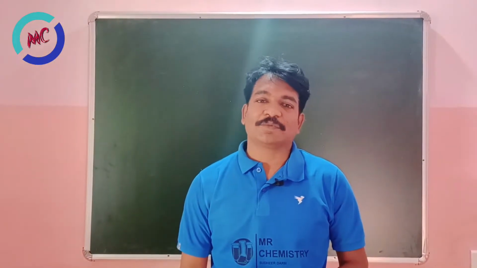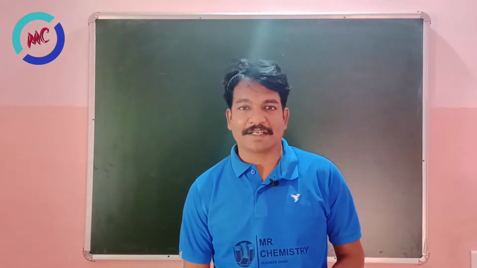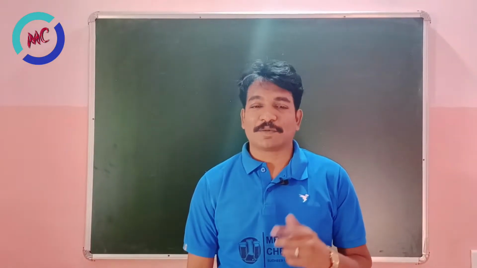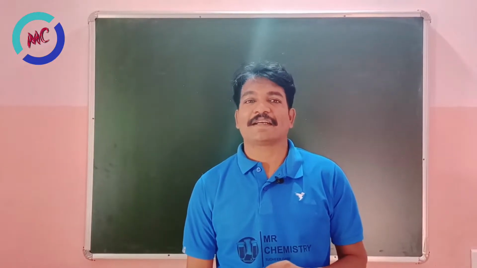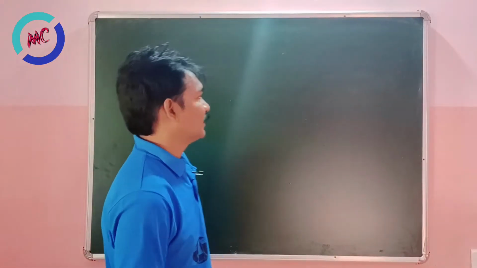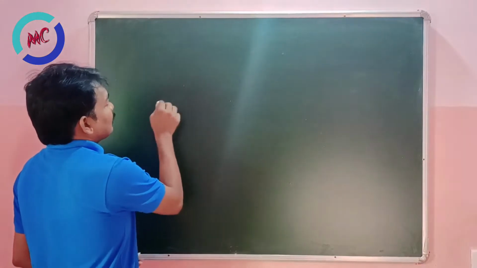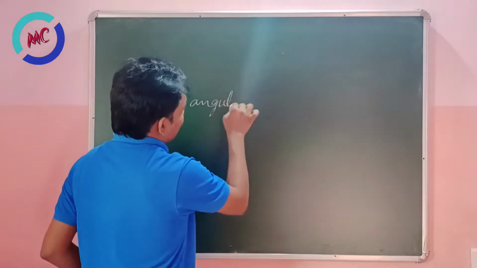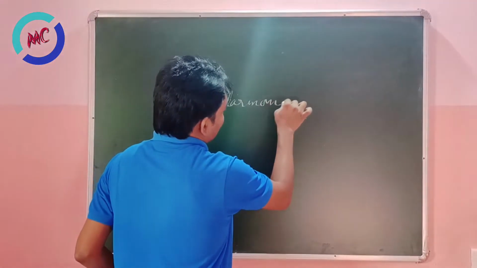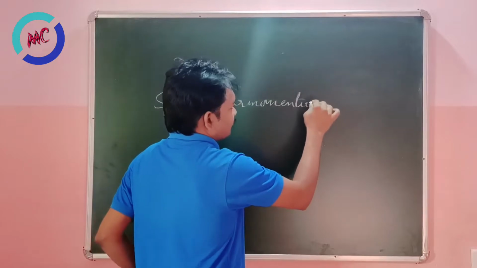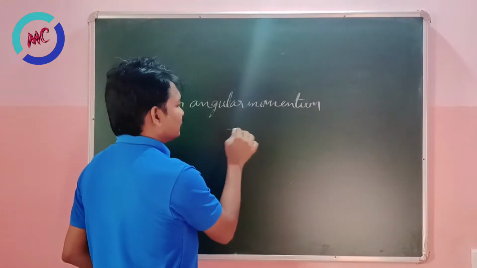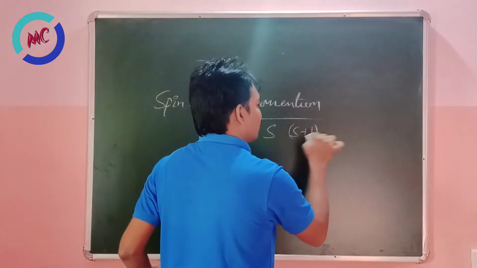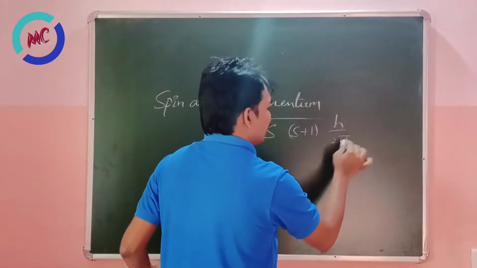Just now we did a few calculations on orbital angular momentum. In addition to orbital angular momentum, there is one more, that is spin angular momentum. What is the spin angular momentum? Spin angular momentum is equal to root of s into s plus 1 h by 2 pi.